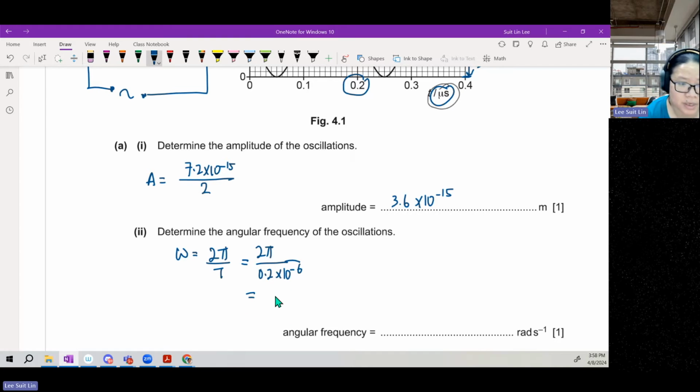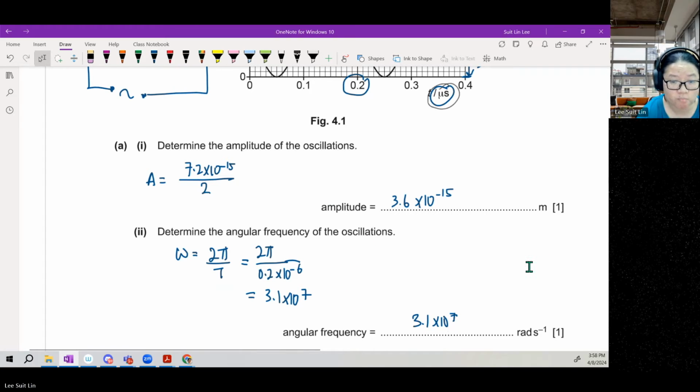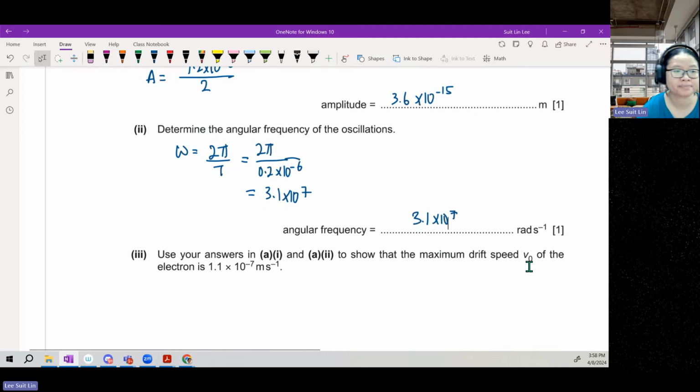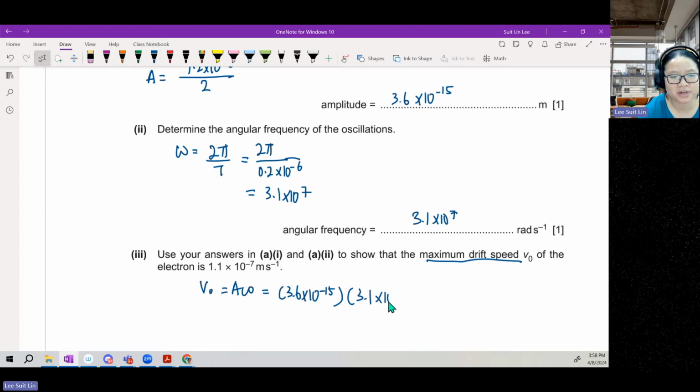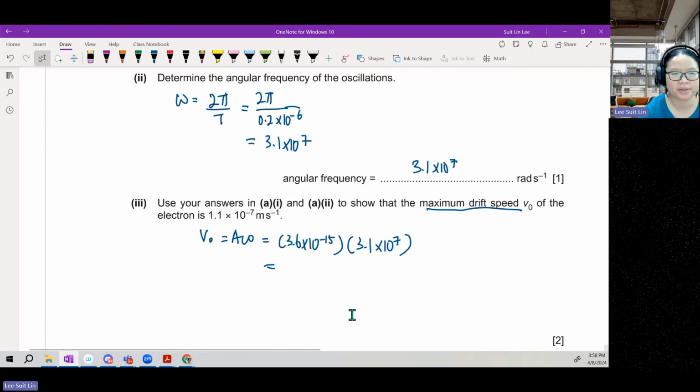Okay. Anyway, this would be 3.1 times 10 to the power of 7. Now, this is a proper AC, not some measly 5 hertz, okay? 1 mark. Use your answers to show that the maximum drift speed is this much. Well, maximum drift speed, A omega. 3.6 times 10 to the power of negative 15, 3.1 times 10 to the power of 7, and I will get 1.1 times 10 to the power of negative 7.